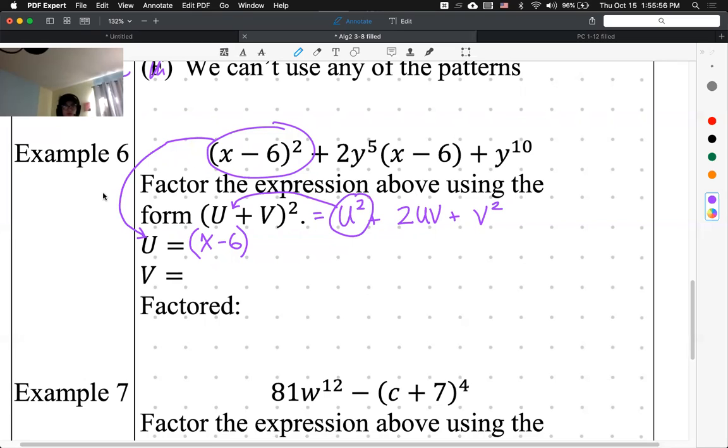I still see 2 hands. Wait for 3 more hands. I'll give a hint because I need more hands. Which one of these is an easy V to isolate? This one or this one? I would say that one is a little bit easier than this one. How do I get this last term back to normal V? What operation do I do?